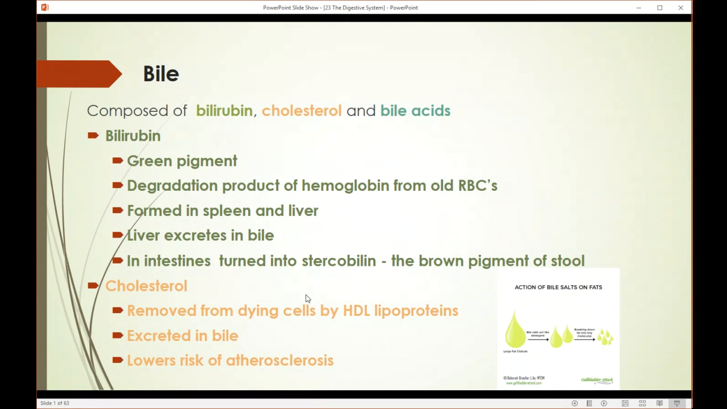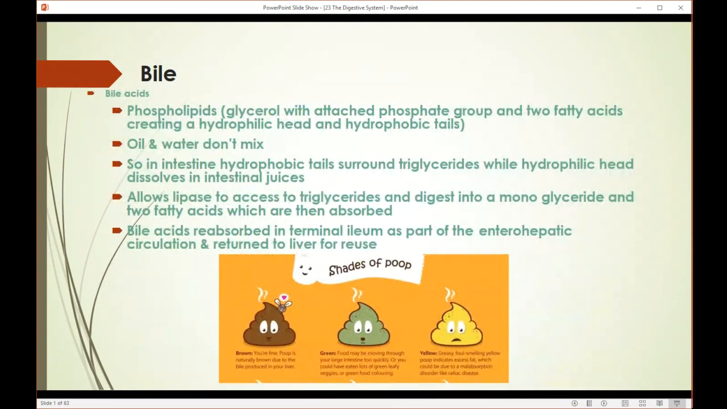The cholesterol is removed from our dying cells by what are called HDL lipoproteins. It's excreted in the bile, and it lowers the risk of atherosclerosis. And then bile acids are phospholipids. Remember, phospholipids are glycerol with an attached phosphate group.